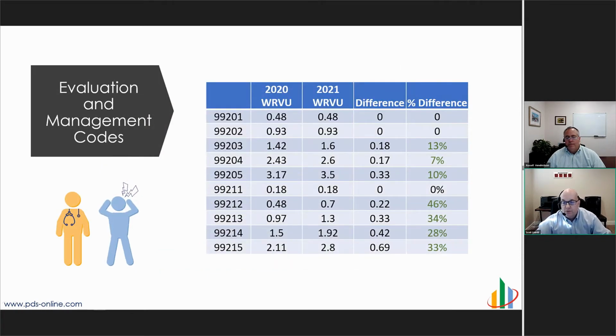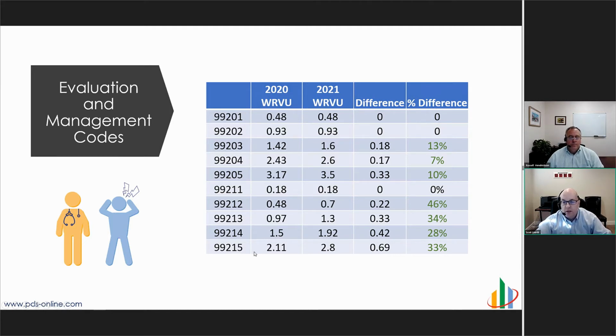So here are those evaluation and management codes that are impacted. These are the real high volume codes, and for most practices that are multi-specialty, these are going to be the highest volume codes that they're going to see. So you have your 99201 through 205, which is your new patient codes, and then you have your 211 through your 215, which are established patient office visit codes.